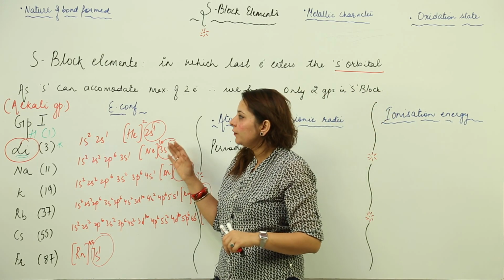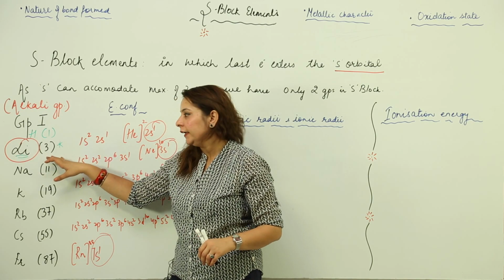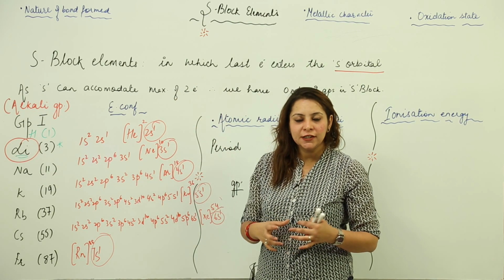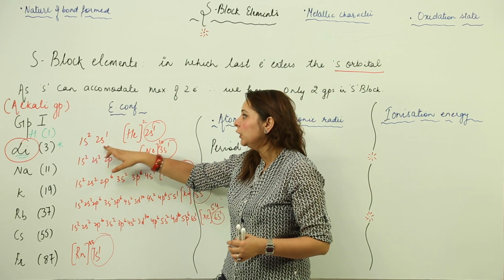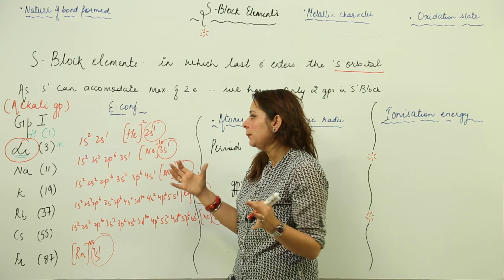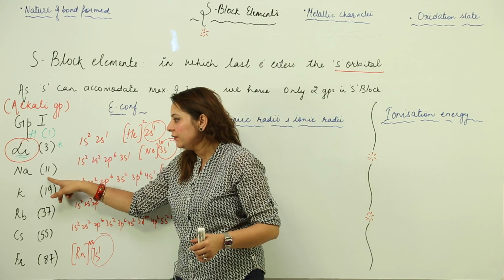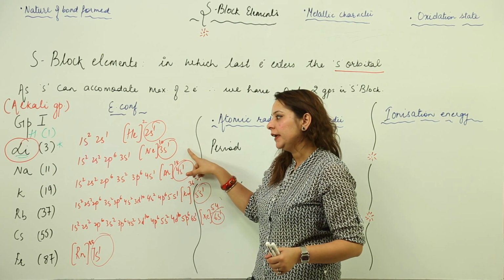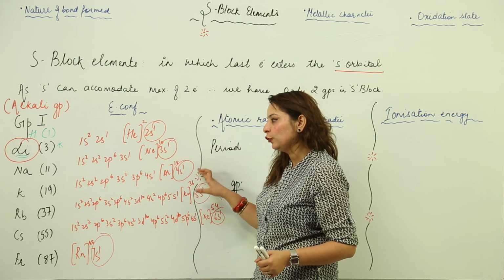See, so we have lithium. You know that lithium's atomic number is 3. So if we just fill the electrons in the orbitals according to the increasing energies, we get 1s2, 2s1, or we can just compact it and write helium-2, 2s1. For sodium, 11, it is neon-10, 3s1. For potassium, it's 19, so it is argon-18, 4s1.